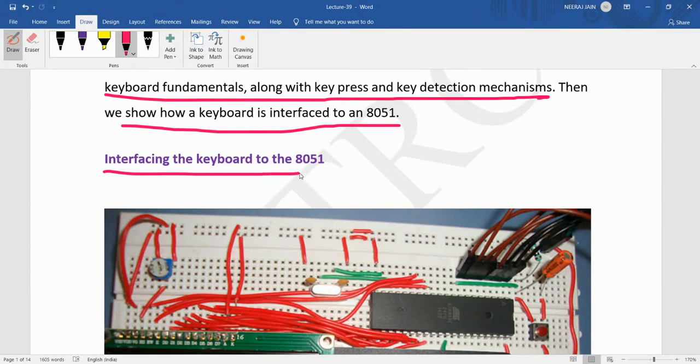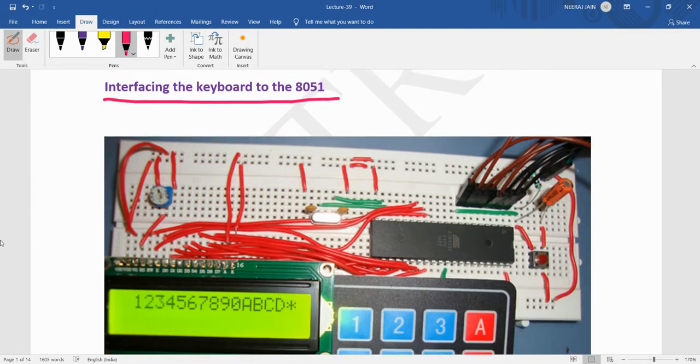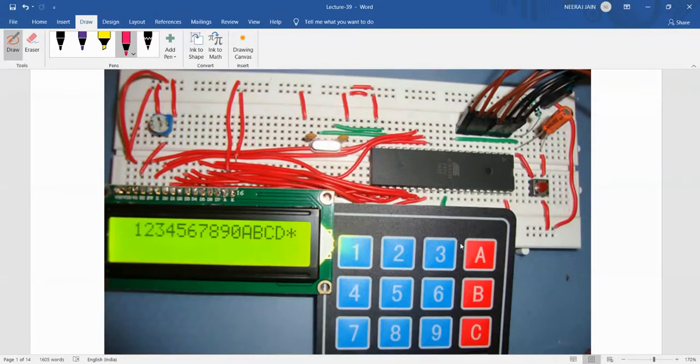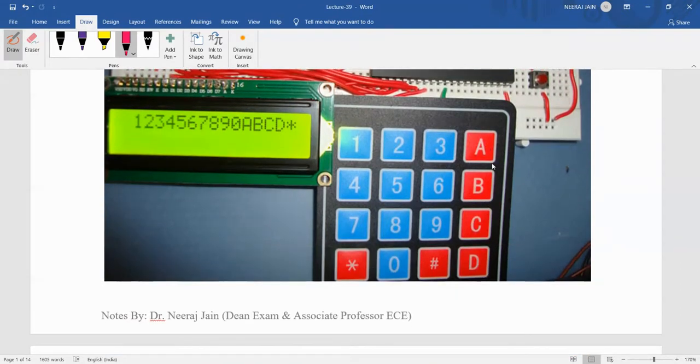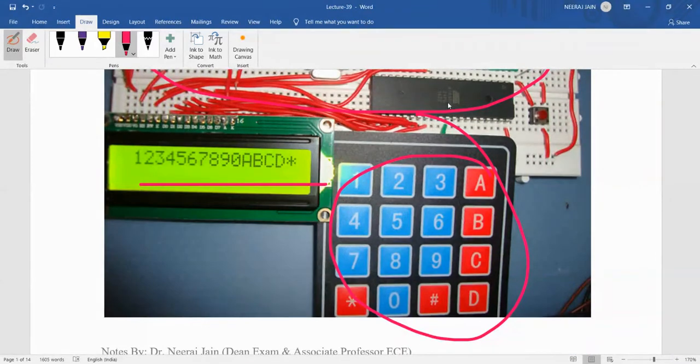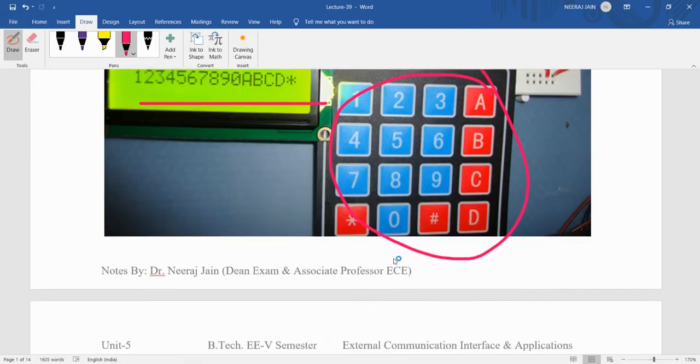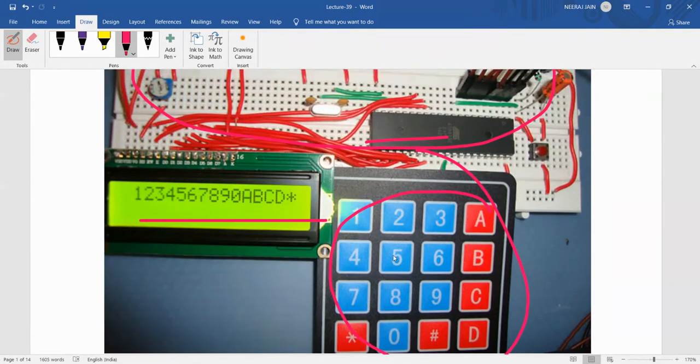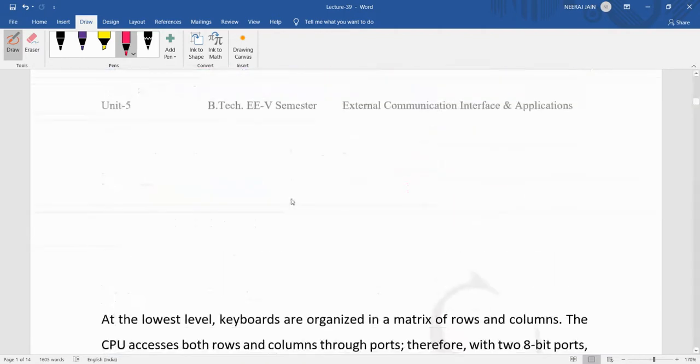First, interfacing the keyboard to the 8051. As you will see, it is a 4 cross 4 keyboard and an LCD display, and here we are using a breadboard. The circuit diagram shows the interfacing of the 8051 microcontroller, showing how the keyboard is interfaced with the microcontroller.